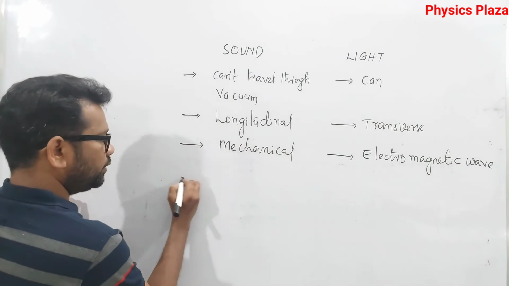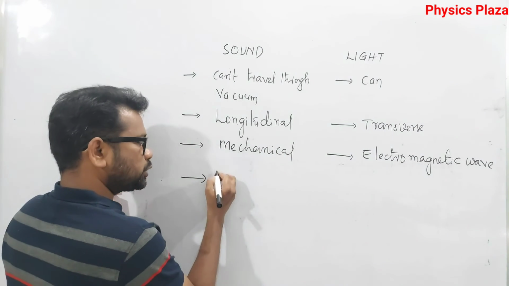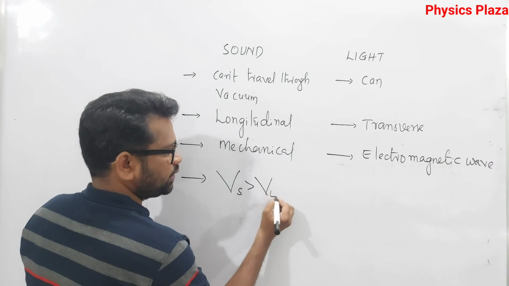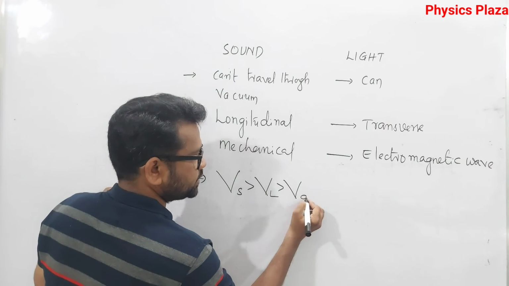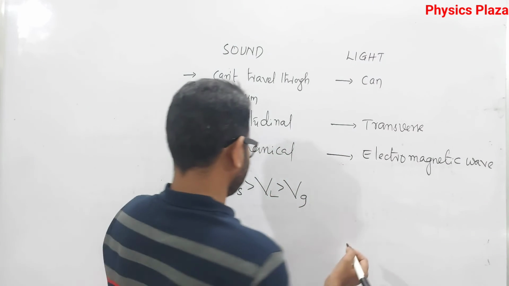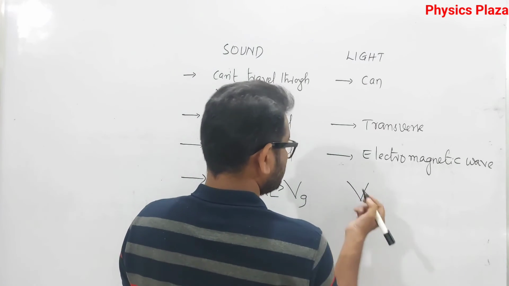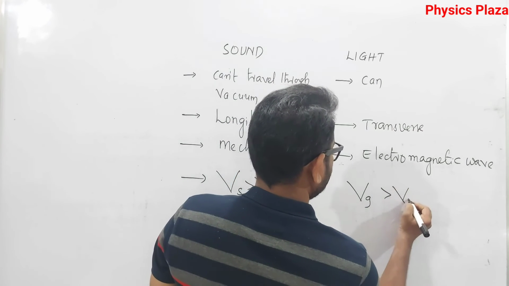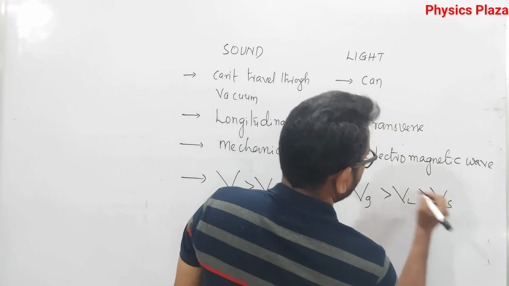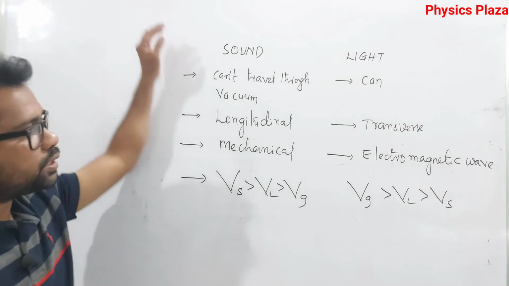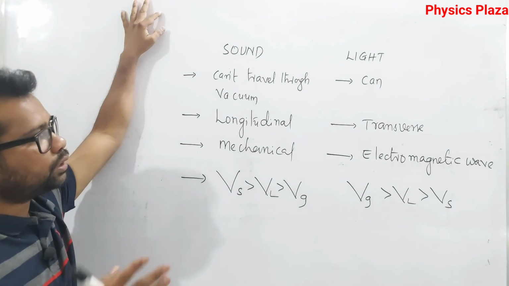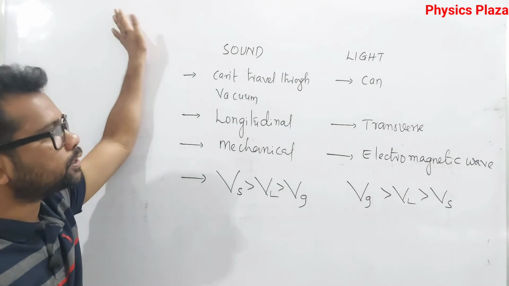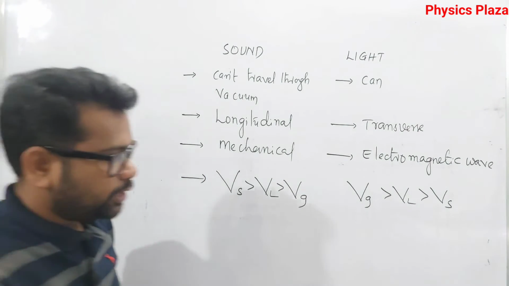And children, if you look at different mediums, the speed of sound is more in solids, next in liquids, next in gases. But light is completely different. The speed of light is more in gases than liquids, and least in solids. So children, in examination also it's very important. They will ask you to write the differences between sound and light, or they may ask you to compare sound and light. Clear? Fine children.